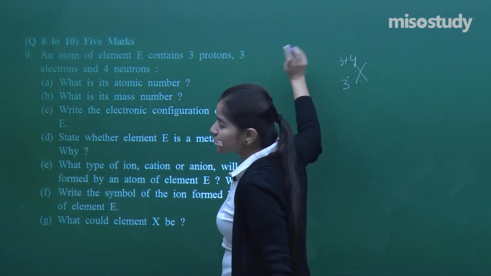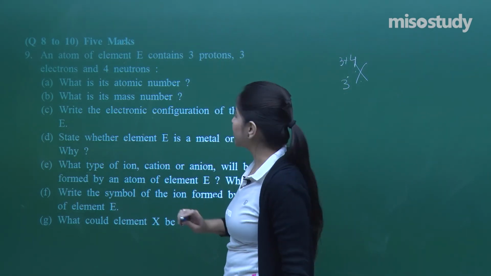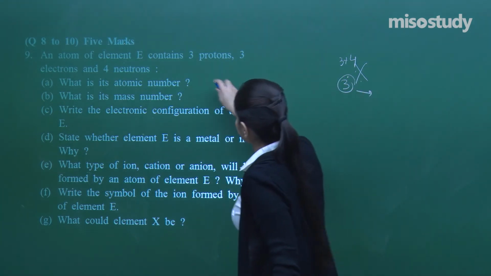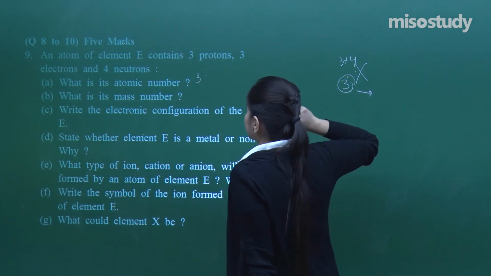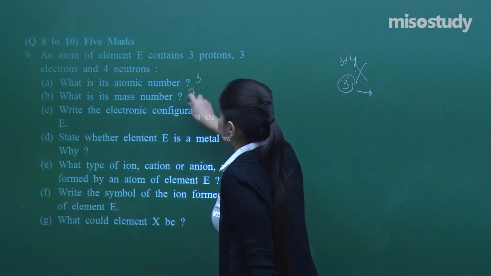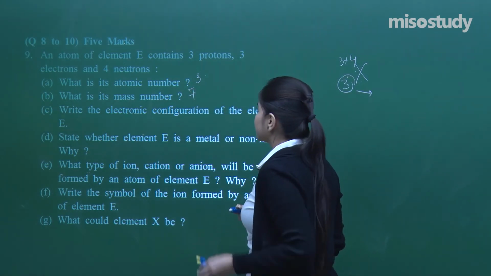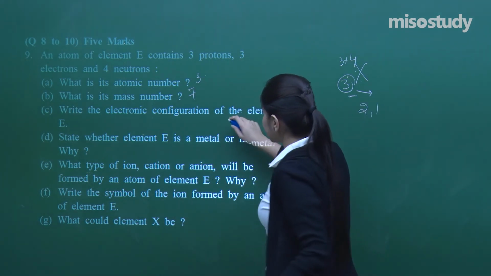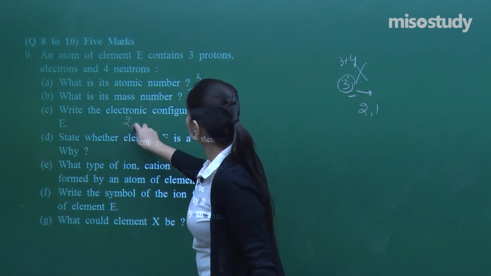Fine, we have developed this model over here. We can now very easily answer the question. What is its atomic number? Atomic number is 3. What is the mass number? Total 7. Write the electronic configuration of the element as per the total number of electrons. It will be 2, 1, right? So it is going to be 2, 1.